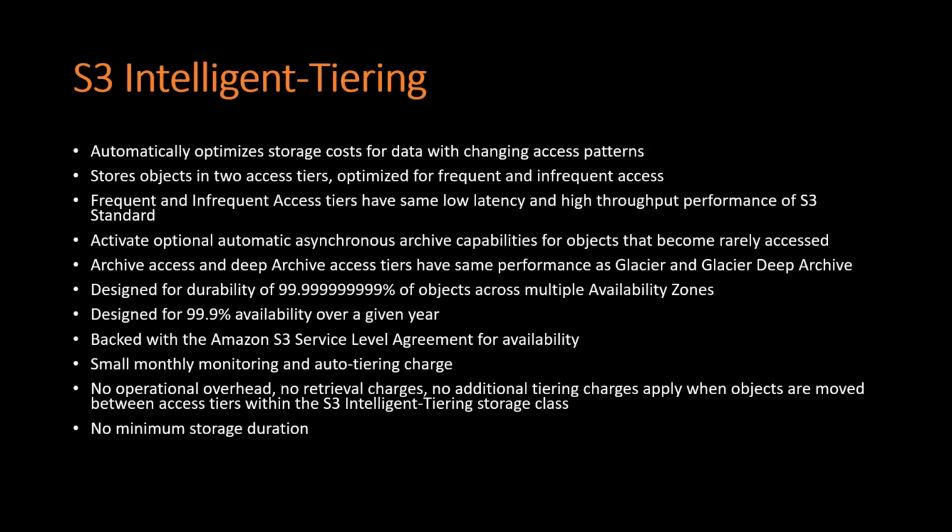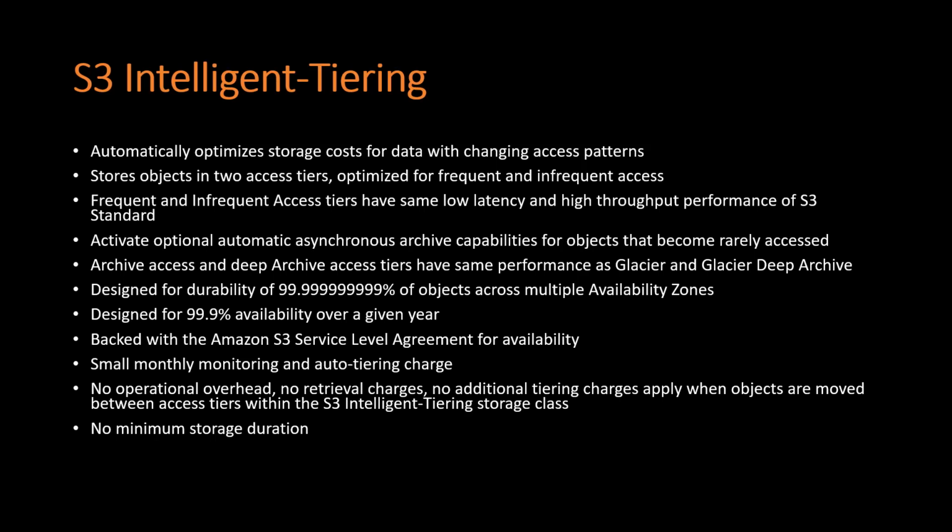No additional tiering charges apply when the objects are moved between access tiers within the S3 intelligent tiering storage class. It is an ideal storage class for data with unknown, changing or unpredictable access patterns, independent of object size or retention period. You can use it as a default storage class for data lakes, analytics, and new applications. It is designed for a durability of 99.999999999% of objects across multiple availability zones. And just like S3 standard, it is providing you the same durability.